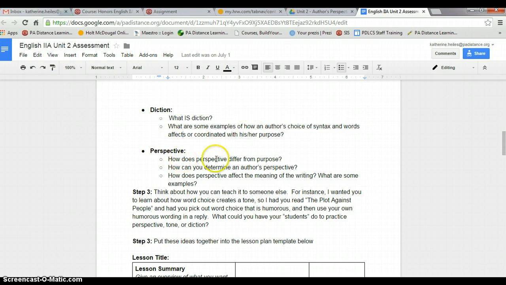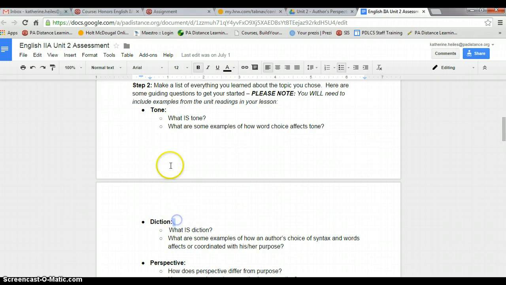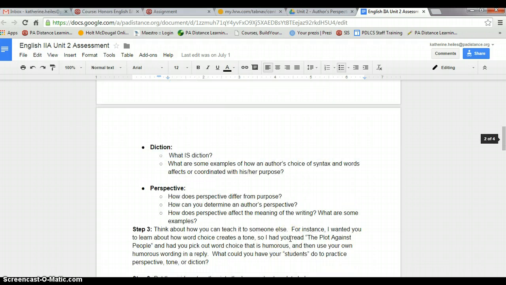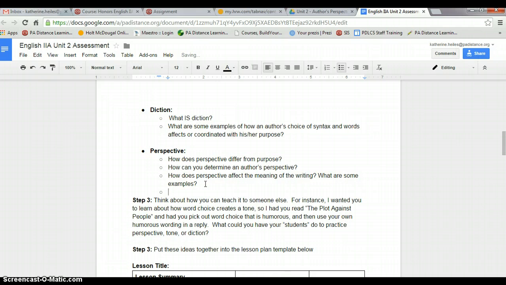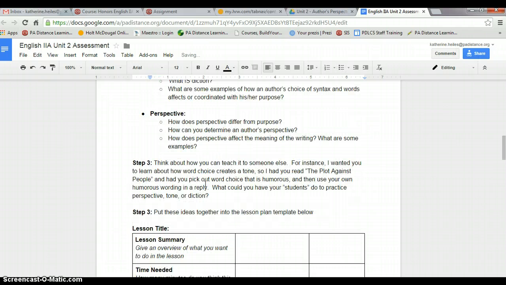And then for perspective, how does perspective differ from purpose? How can you determine what the author's perspective is? And how does the perspective affect the meaning in writing? What are some examples? So once you've picked your term, just find the questions that go with each, and this is for step 2. If you can answer these questions, then you're good for step 2. And this is all just pre-writing, preparing things that you can do.